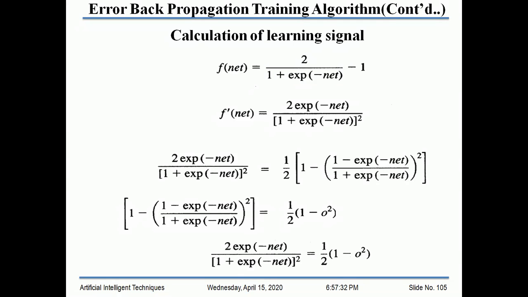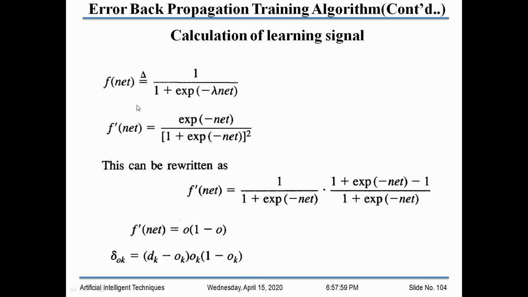Well, this is the continuation of the error back propagation training algorithm. We have seen if the activation function is 1 by 1 plus exponential of minus lambda net, delta OK will be equal to dk minus OK into 1 minus OK.